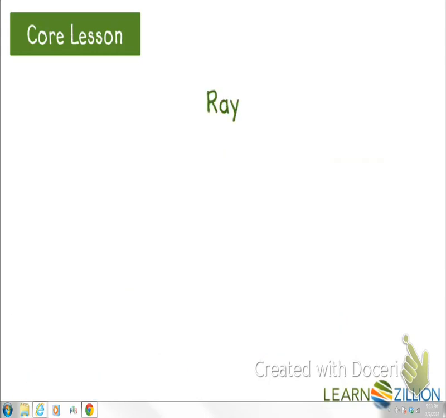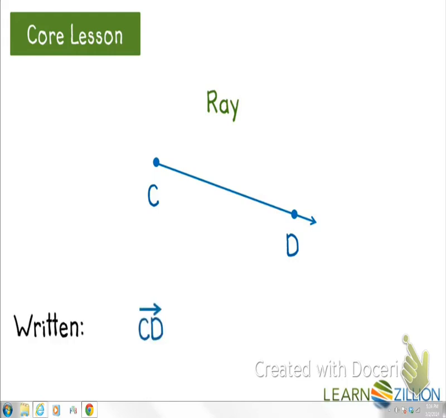When we have a ray, we know that it's part of a line that has one endpoint and goes in one direction. That endpoint tells us which letter to write first. In this case, we have C and D. The letter C will serve as our endpoint, so we will write ray CD, CD with the ray above the letters, to identify that this is going to be a ray, and we would call it ray CD.